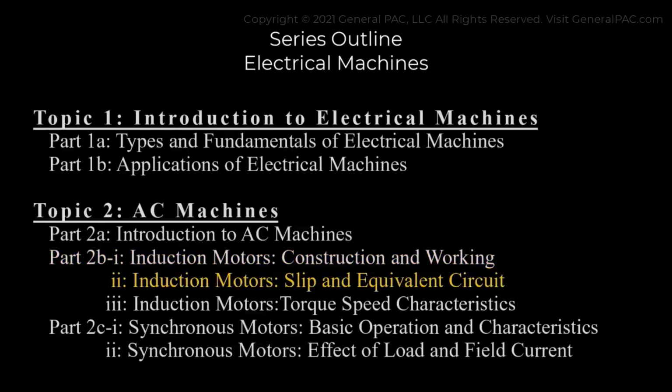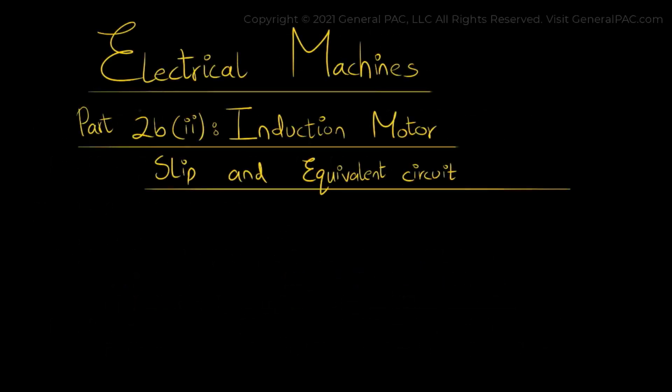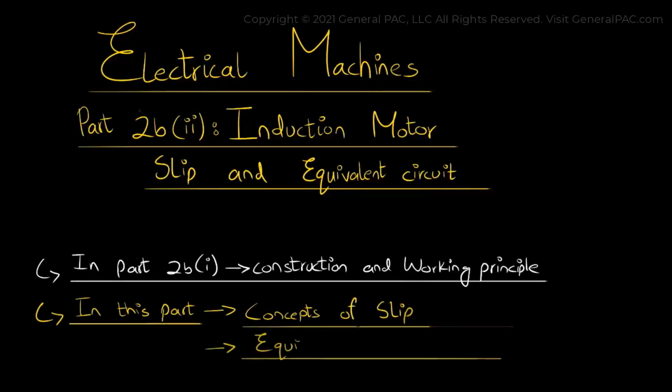Electric Machines Part 2B Section 2, Induction Motors, Slip and Equivalent Circuit. This is Part 2B Section 2 of Topic 2 in the series of electric machines, and in this part we will be discussing the induction motor slip and equivalent circuit. Now we started this series with the introduction to AC machines, which led us to induction motors, and in Part 2B Section 1, in the previous part, we talked about the construction and working principles of the induction motors, and in this part we will be talking about the concept of slip and introduce you to the equivalent circuit of induction motors. We have a long way to go for this topic, so let's get started.